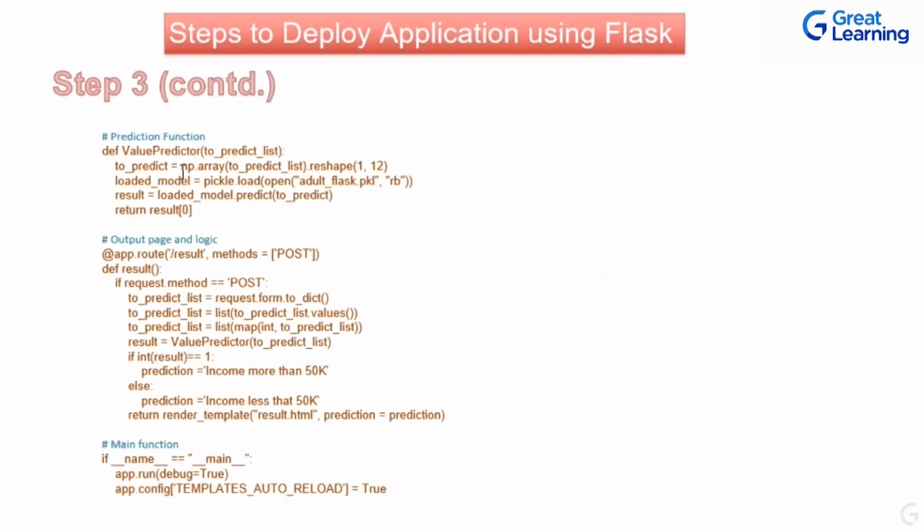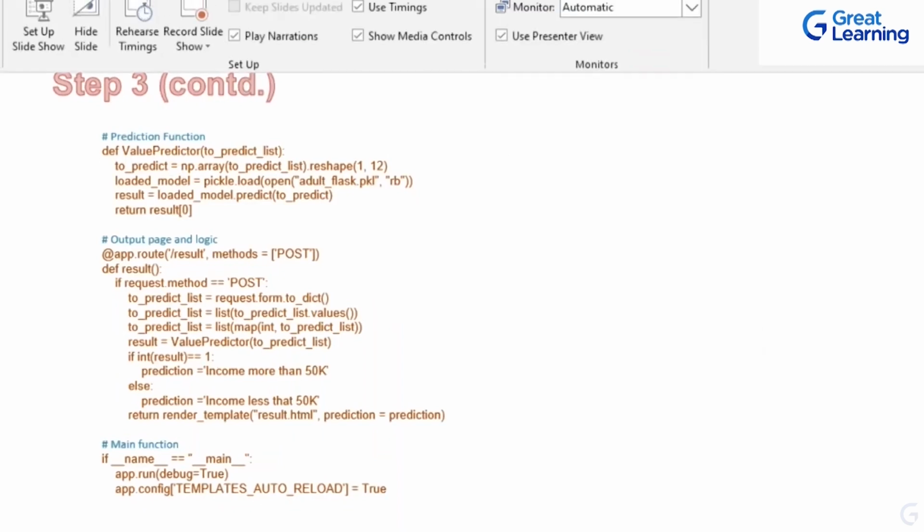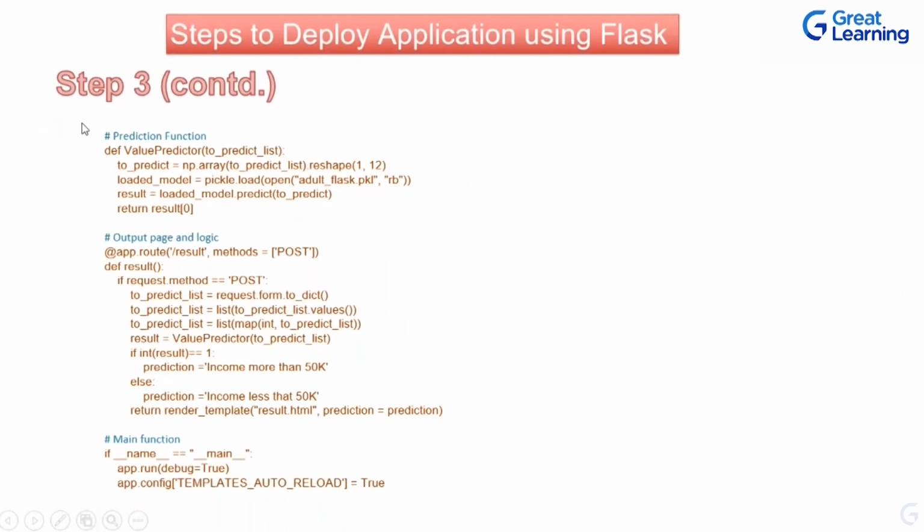The fourth block of the code is talking about the model which you have created. Herein I am using adult_flask.pkl. This is the file which I have created using a Pickle library, and this is what I define as a prediction function, which means those user inputs which I am getting, that is where they will be processed. The next part which I am giving is an output page.